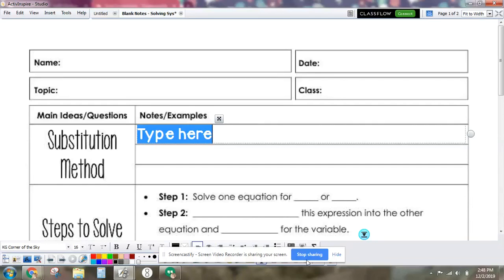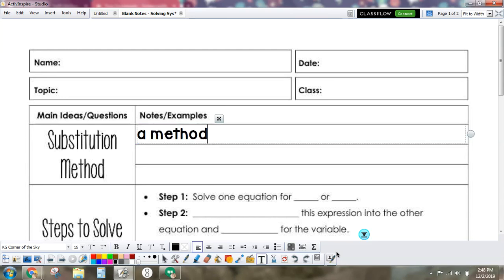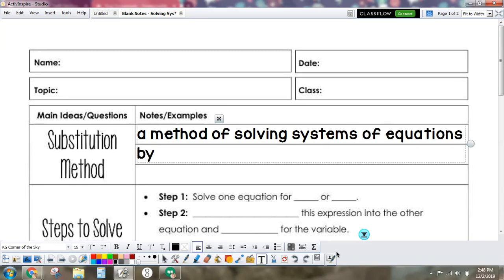Today we're going to be talking about the substitution method. With the substitution method, we're going to be trying to solve these systems of equations algebraically instead of doing all that graphing. So the substitution method is a method of solving systems of equations by substituting equations within one another.